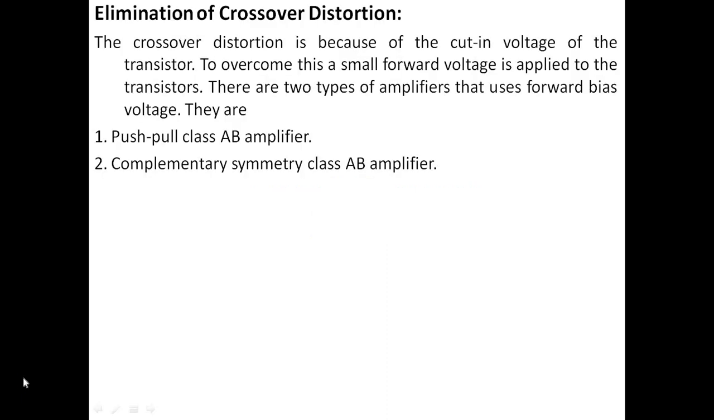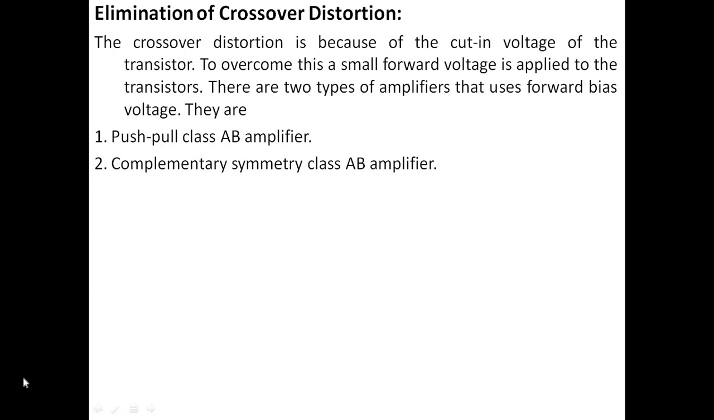Now, we have already come across the concept of crossover distortion. There will be a cut-in voltage because of the transistors. As a result, if the signal is changing from positive to negative and negative to positive half cycle, due to the requirement of the cut-in voltage, there will be a distortion in the sinusoidal signal. That's what we normally call crossover distortion. The reason is the signal is crossing from positive to negative and negative to positive, and at that particular point we have a distortion.